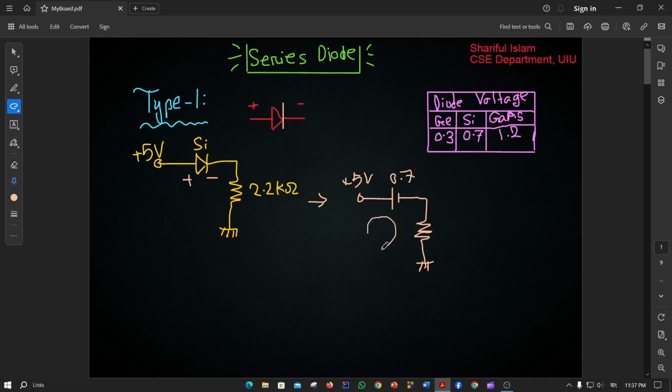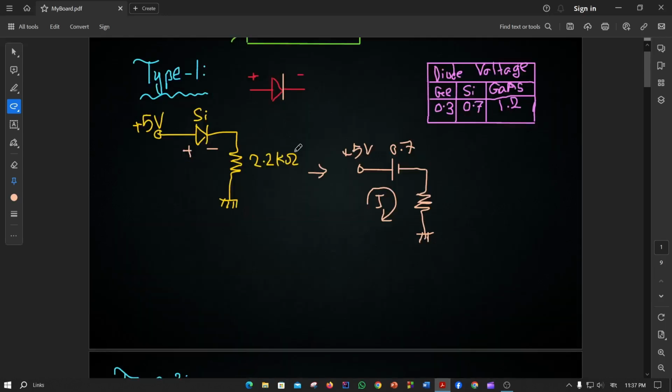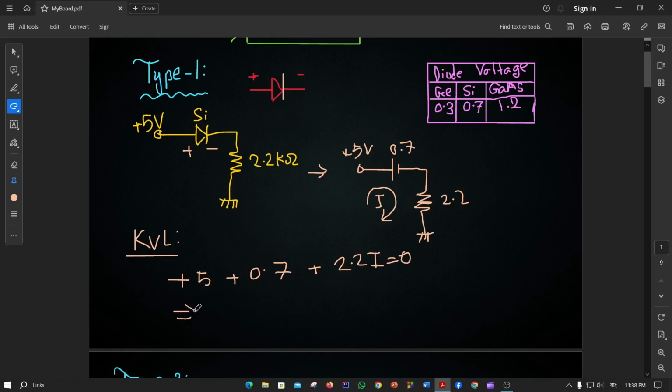Now we will apply KVL on this. Plus 5, plus 0.7, plus, what is the resistor value? 2.2 I equal to 0. After solving the equation, we will get the I value as 1.95 milliampere. So this is the type 1 diode.